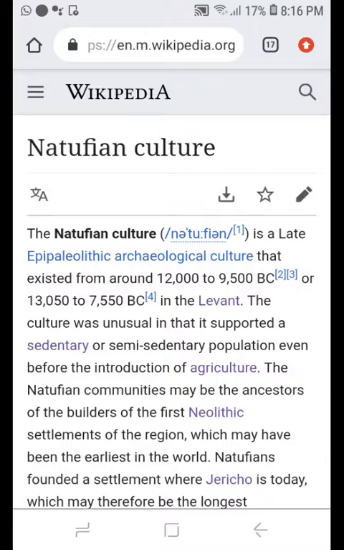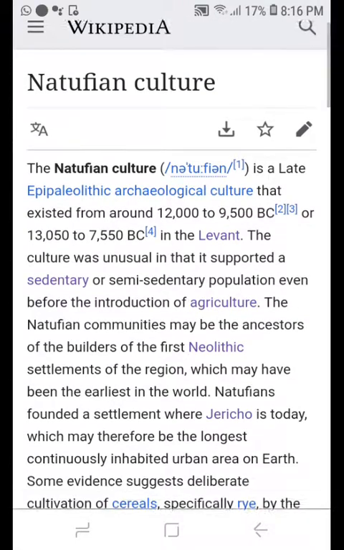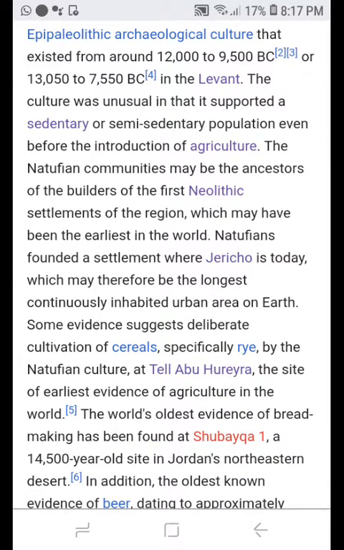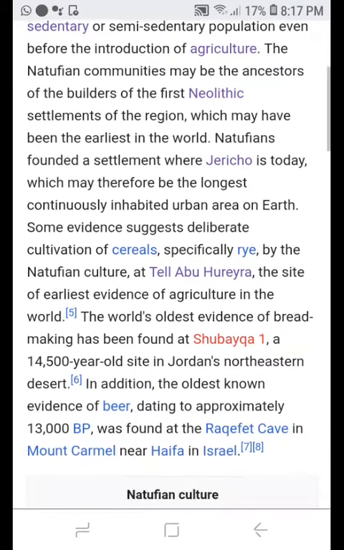In the Levant, meaning the Middle East area, and specifically Israel. The culture was unusual in that it supported a sedentary or semi-sedentary population even before the introduction of agriculture. Now sedentary meaning that we wasn't nomadic. In other words, we wasn't a people to be moving back and forward. We was a people that settled in one area and stayed there for a long period of time. Let me scroll on down real quick. Some evidence right here.